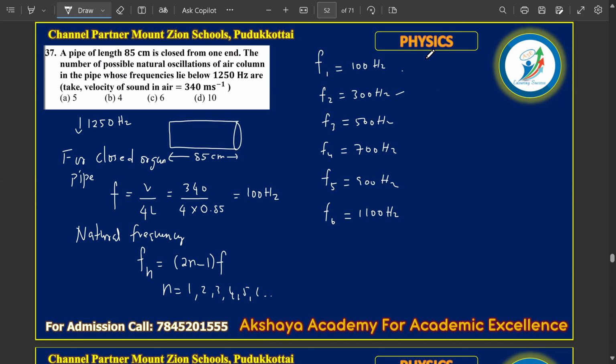So the number of possible natural oscillations or frequencies is n equal to 6, total number equal to 6. Okay. Now the correct answer for question number 37 is option C. Right?